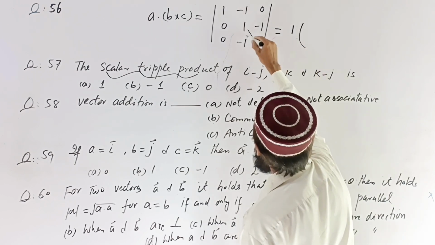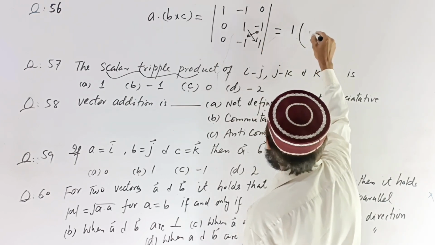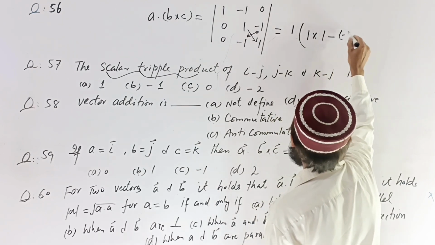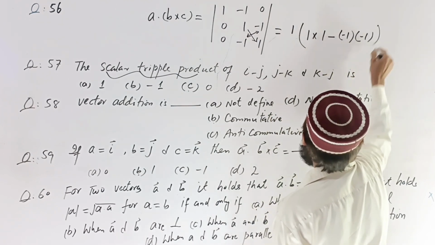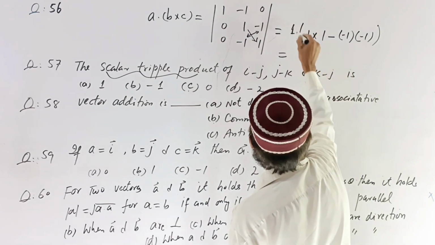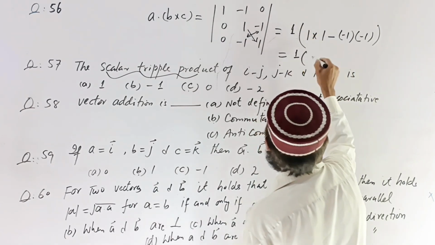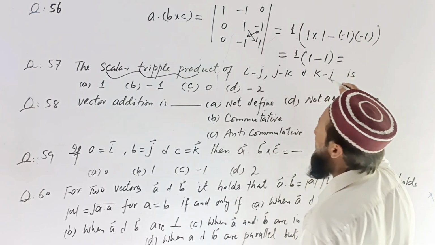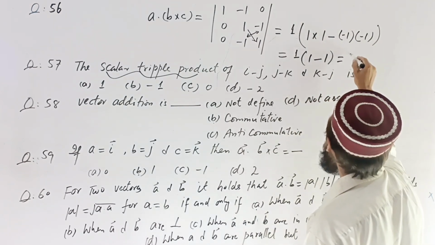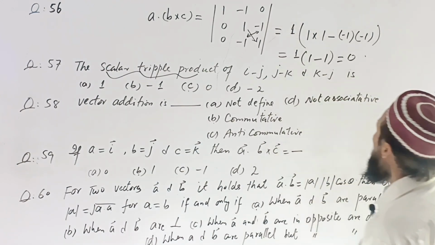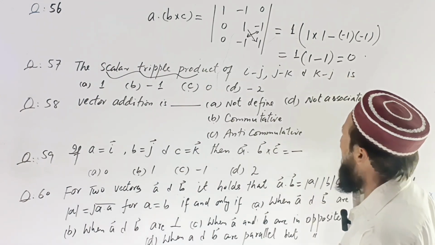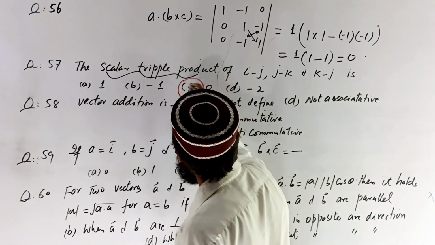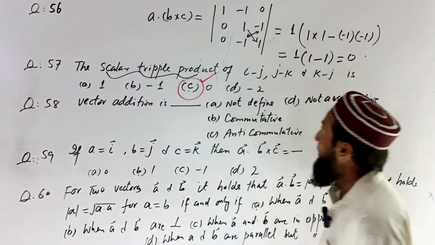1 multiplied by 1 multiplied by 1, minus 1 into minus 1. So what is the result? 1 multiplied by 1 minus, into plus minus 1. So the result will be equal to 0. So this will be 0. The correct option here is C, according to the scalar triple product.